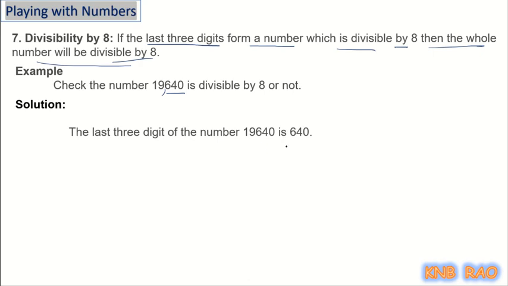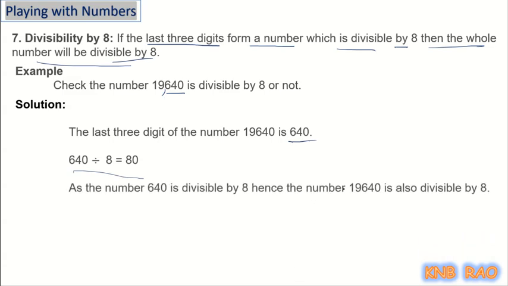The last 3 digits of this number are 640. Is 640 divisible by 8? Yes, 640 is divisible by 8. Therefore, this whole number, 19,640, is also divisible by 8.